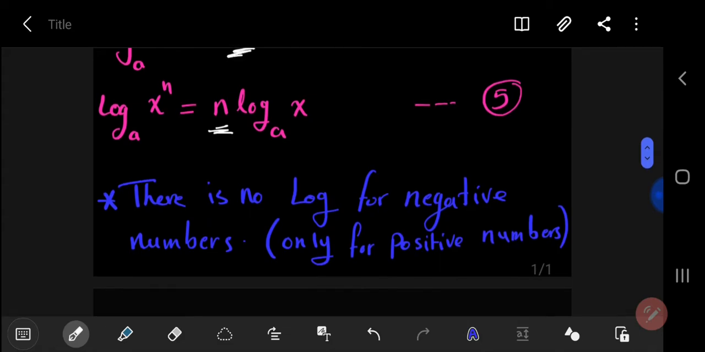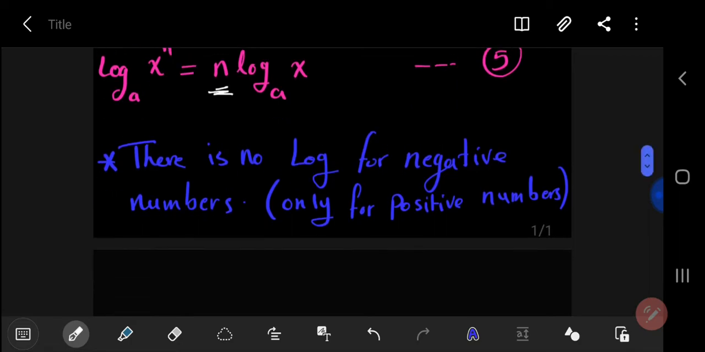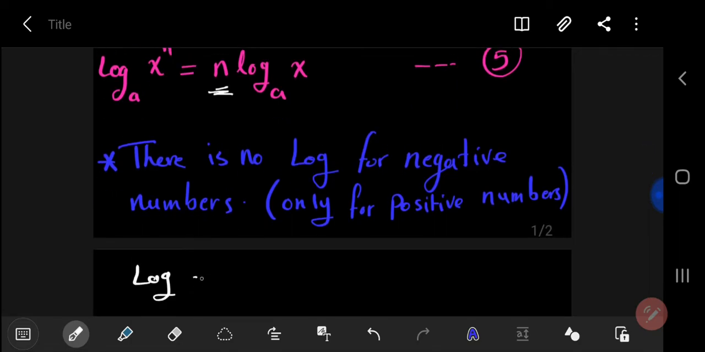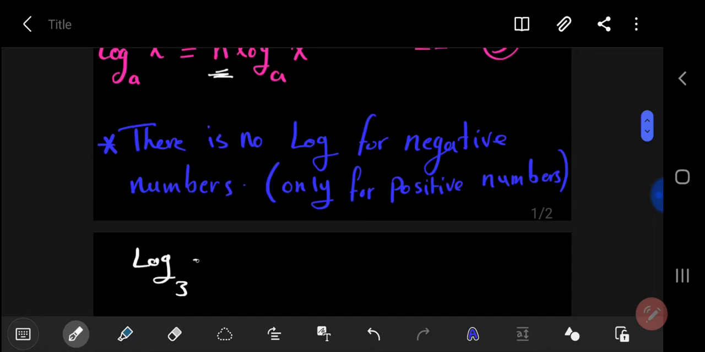The last thing we have here in our notes is that there is no log for negative numbers, only for positive numbers. That means if I have, for example, log base 3 of minus 1, that's not right because I don't have a logarithm for negative numbers. So this doesn't exist. Now we will take examples for these properties to understand them.